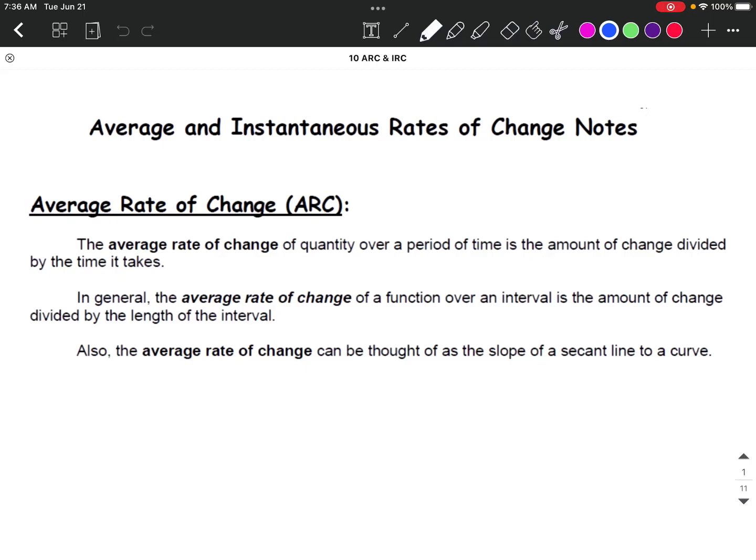It's also, if you think about it, the change in the y values, the change in the function, over the change in the length of the interval, or the change in the x. That's just a slope. So the average rate of change can be thought of as the slope of a secant line to a curve.